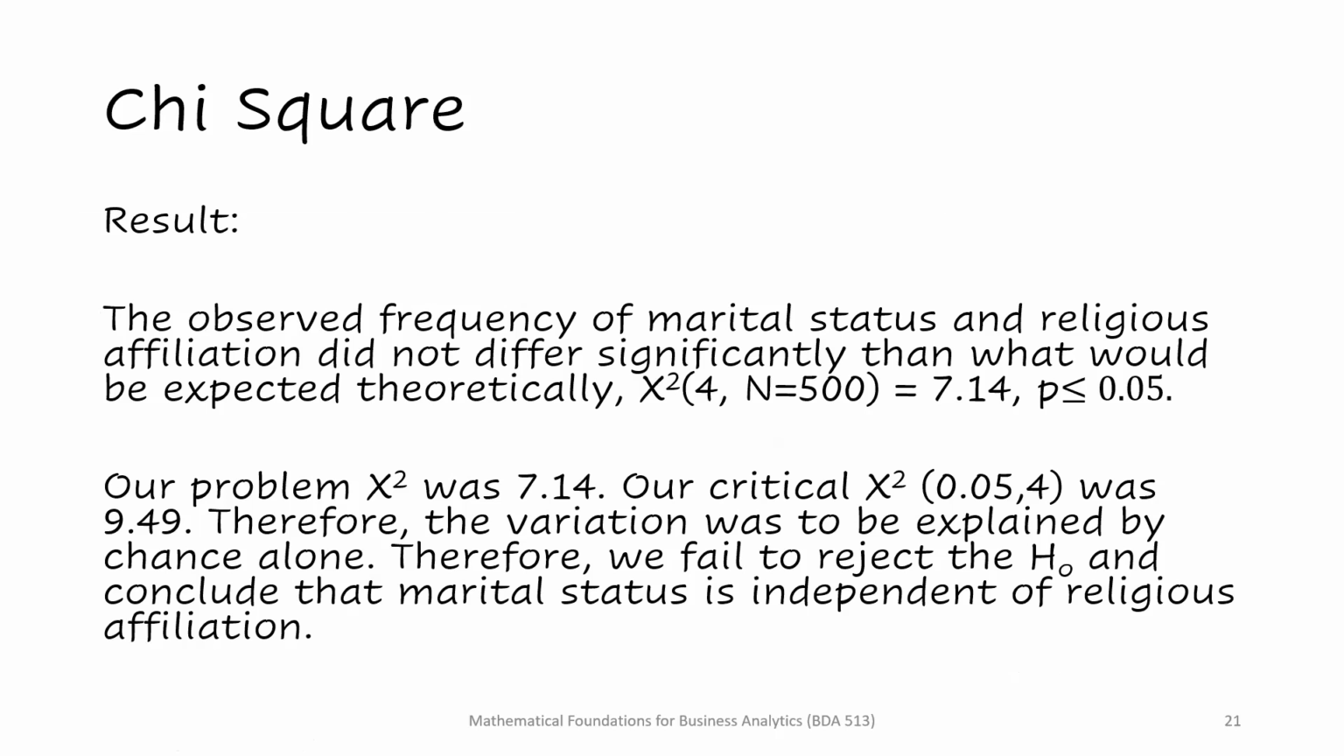Our calculated chi-square was 7.14. Our critical value at a degree of freedom of 4 and a probability rate of 5% was 9.49. Therefore, the variation was to be explained by chance alone. Therefore, we fail to reject the null hypothesis and conclude that the marital status is independent of religious affiliation.